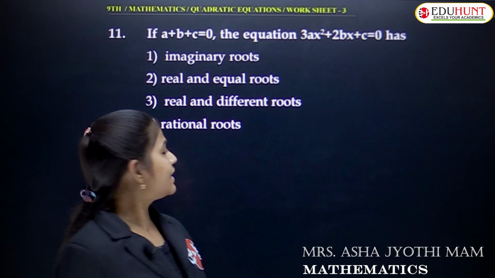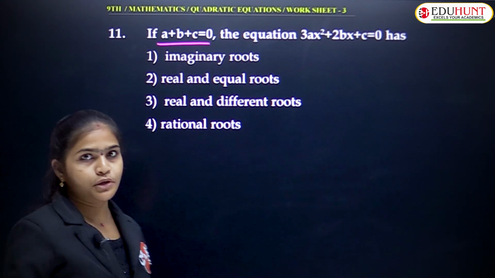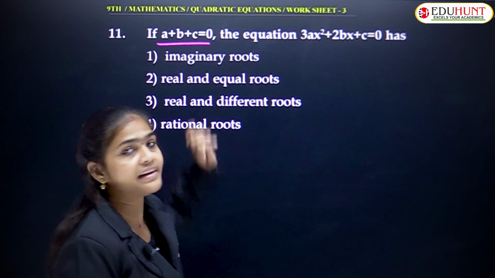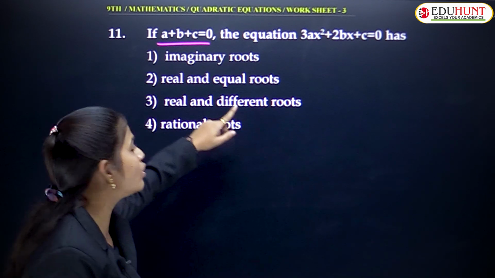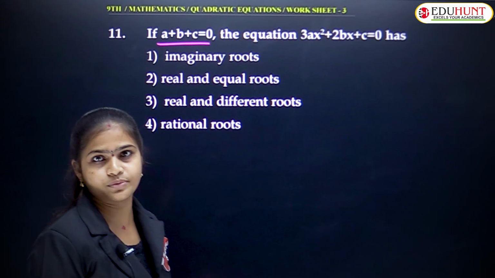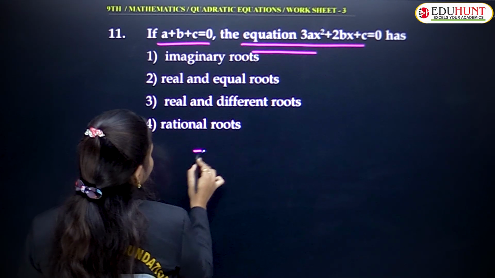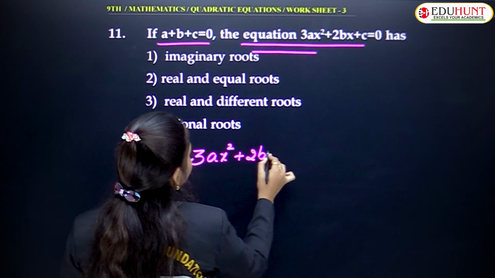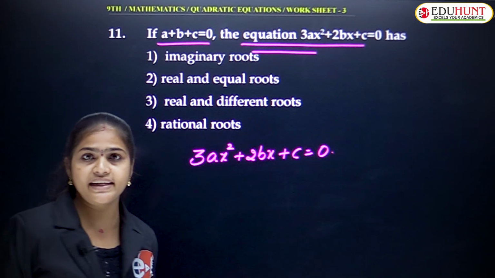So children, let us see the next, 11th question. If a plus b plus c is equal to 0, where a, b, c are arbitrary constants, we know that, right? So if you add those arbitrary constants of the quadratic equation, you will get the value 0. Then what is the equation here? 3ax square plus 2bx plus c is equal to 0. So this is the given quadratic equation.